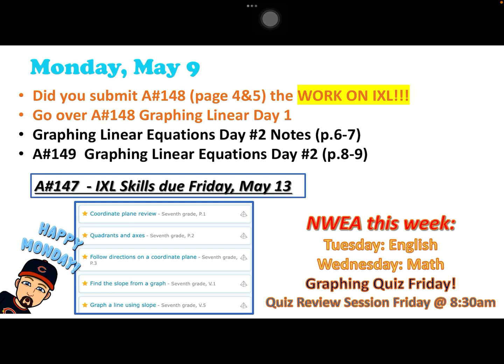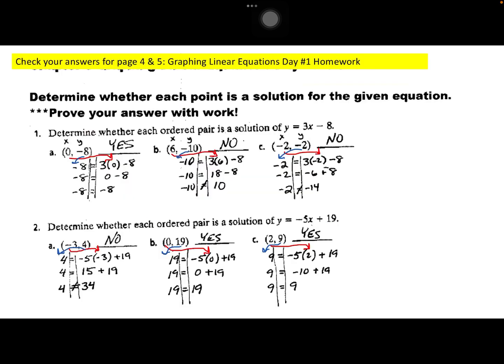I want to remind you, you have NWA tomorrow, and on Wednesday we'll do English tomorrow and math on Wednesday, so we'll be following the same schedule we did for iLearn. So go ahead and have your packets out and turn to page 4 and 5. We're going to go over the answers to the homework quickly. Whoever's showing this in class can pause to check answers.